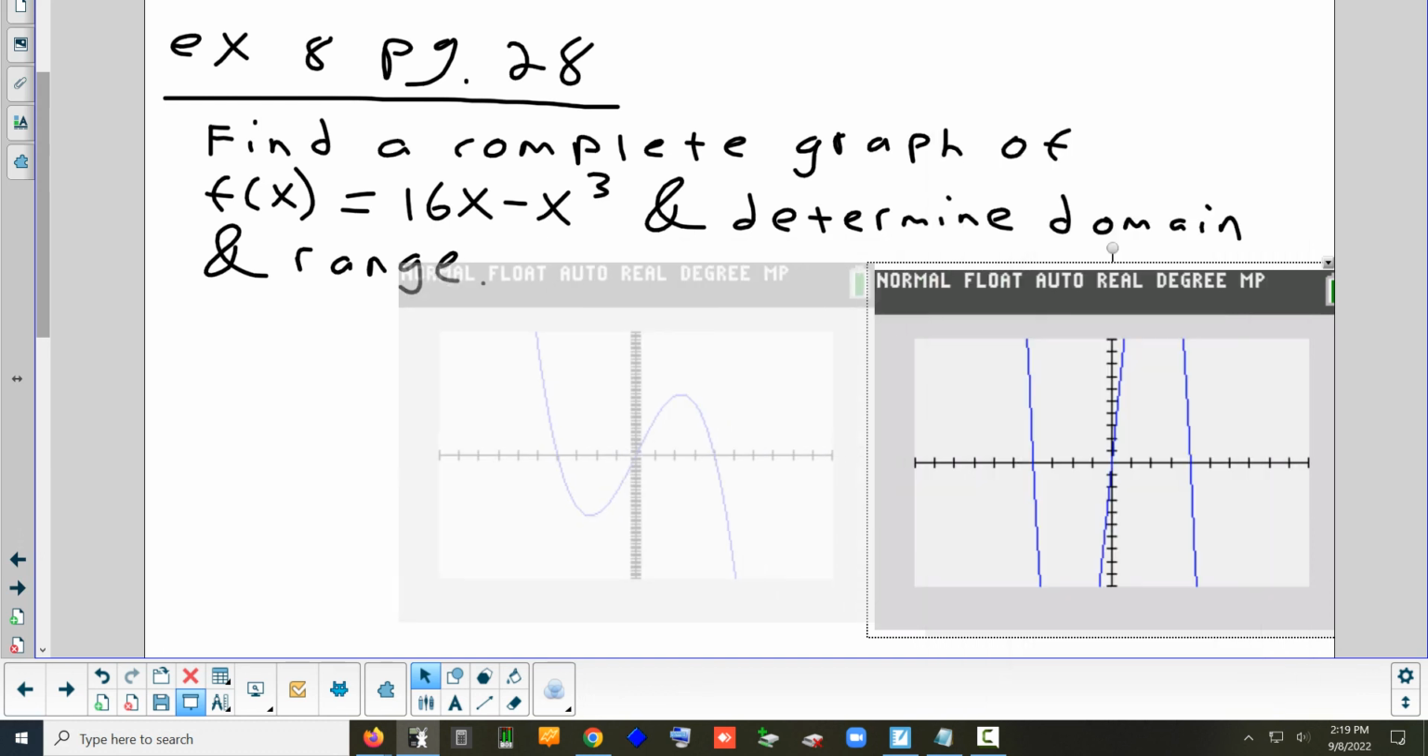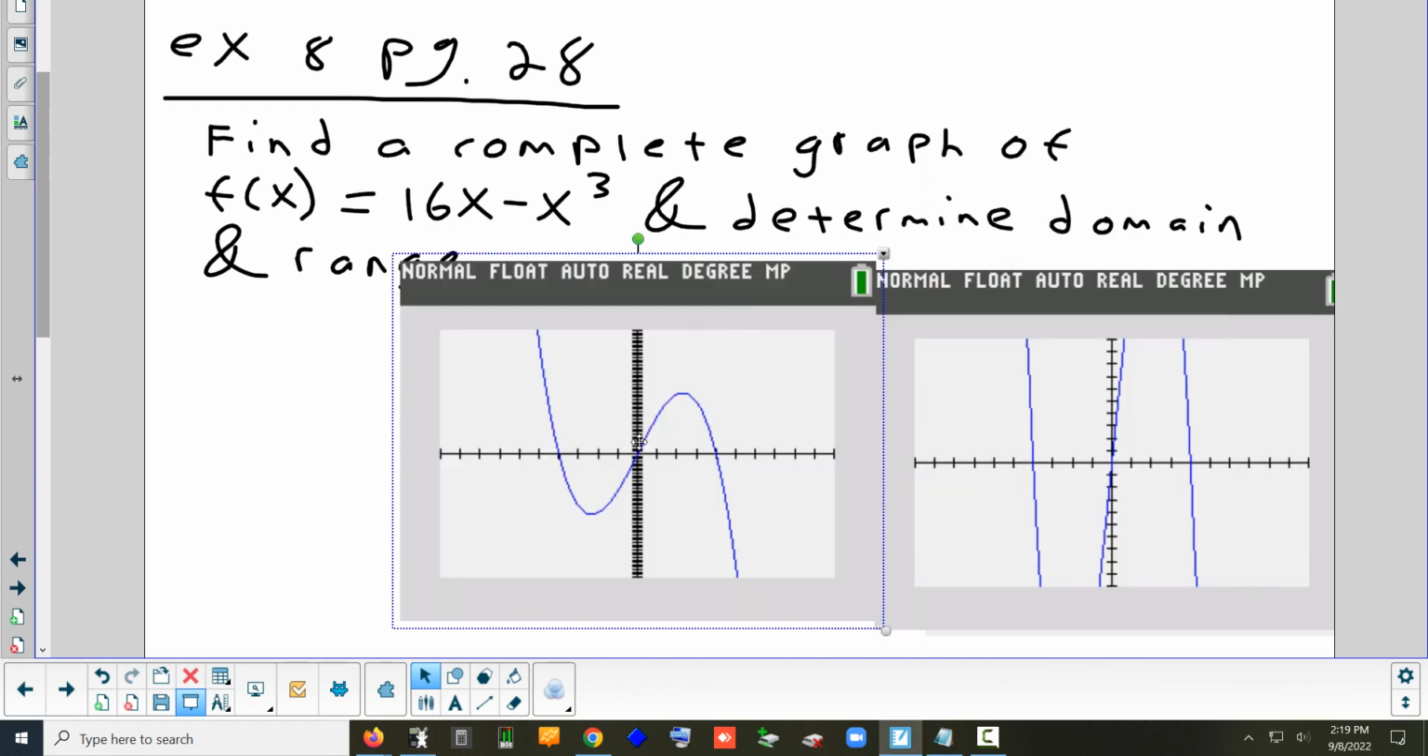That's a much better picture. Now, you can keep going. If you want to try setting your window like negative 100 to 100, you can. But all you're going to see is that that just keeps going that way, and that keeps going that way. That's what it looks like.